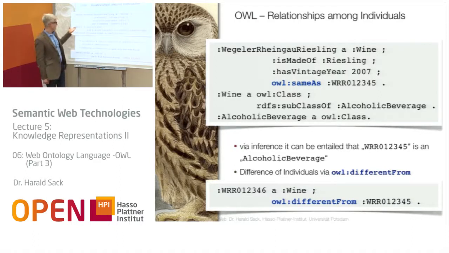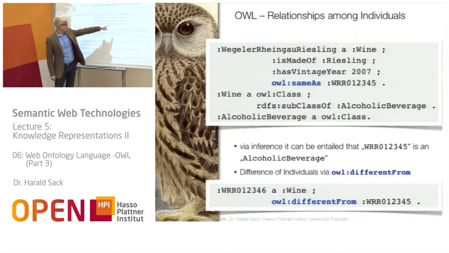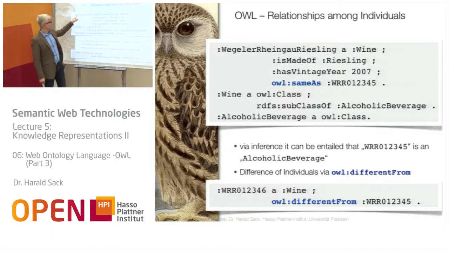Then we say, of course, wine is a class, and wine is a subclass of alcoholic beverage, and alcoholic beverage is a class. What you can do now, for example, is in this knowledge base, you can also deduce, or make an inference, that this individual, because it's the same as the individual here, must also be an alcoholic beverage. So this is quite simple.